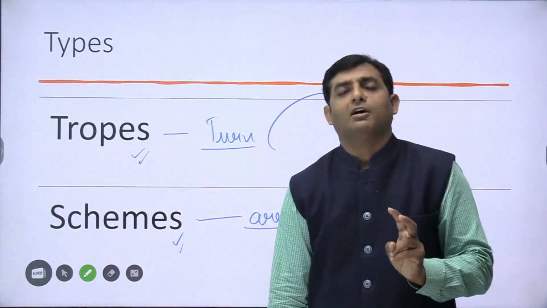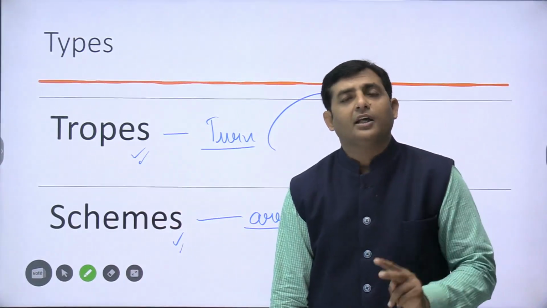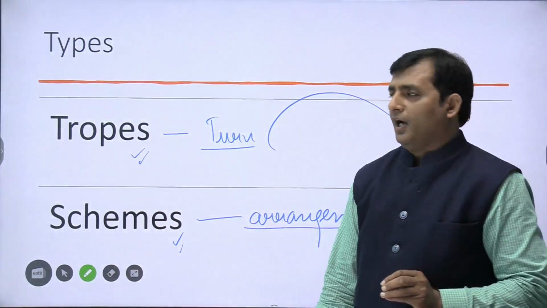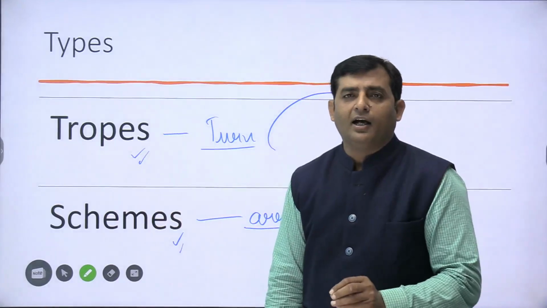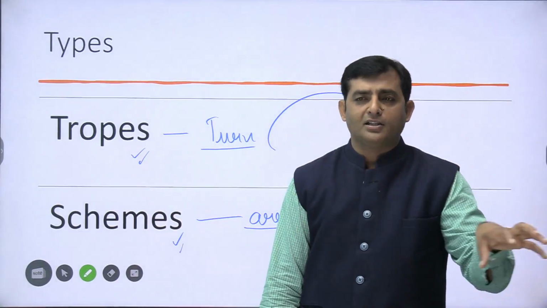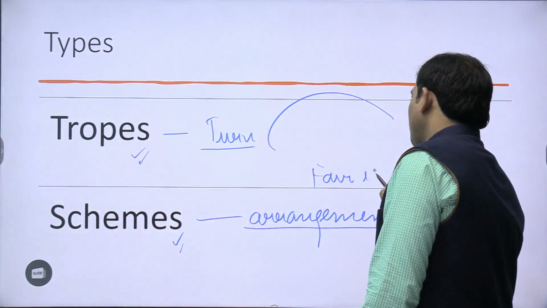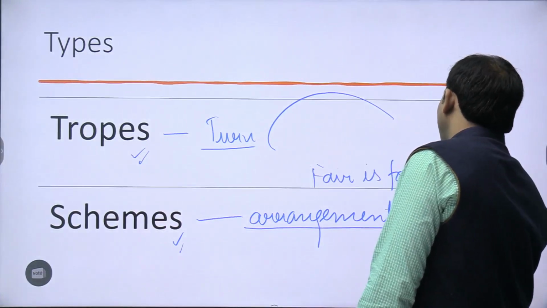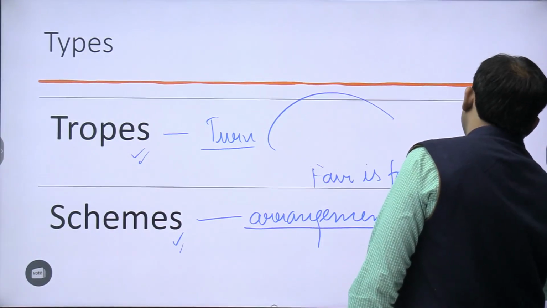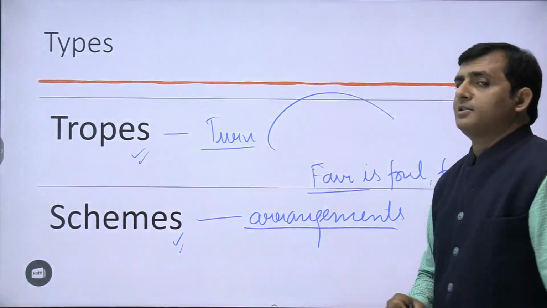Arrangement of words is the scheme, and turning of meaning is tropes. Hence, two types of figure of speech. Basically, there are two types, tropes and schemes. इन्हीं को आप हिंदी में क्या कहते हो? अर्थ अलंकार and shabda alankar. Right? Tropes are artha alankar and schemes are shabda alankar, where only words are arranged. Right? Fair is foul, foul is fair. Words are same, but the first half of the sentence is reversed in the second half.